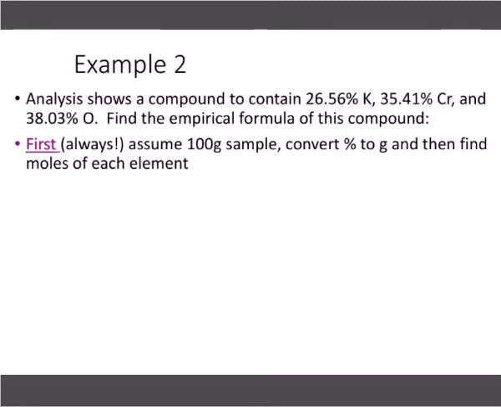So, example number 2 says, analysis shows a compound to contain 26.56% potassium, 35.41% chromium, and 38.03% oxygen. Find the empirical formula for this compound.